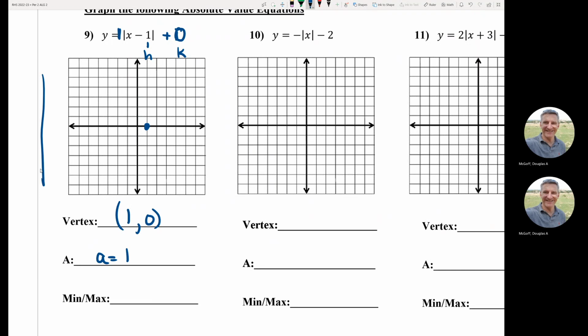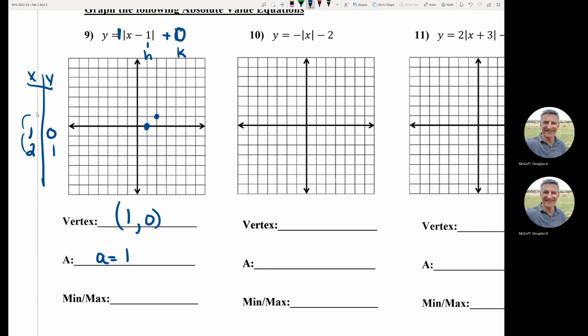So again, I can do a t-chart. And I know that if it is an absolute value, I'll start from my vertex. I can go left 1, right 1. I should get the same value because it'll be symmetrical. So if I go right 1 from 1, that's 2. Put in 2 for x. 2 minus 1 equals 1. The absolute value of 1 equals 1. 1 plus 0 is 1.